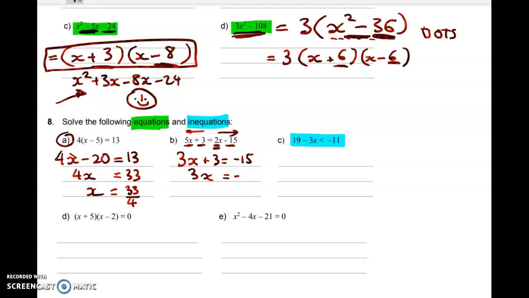3x is equal to negative 18, subtracting 3. And lastly, dividing by 3, I get x is equal to negative 6. I'm going to come back to this one. The next two are quadratics.